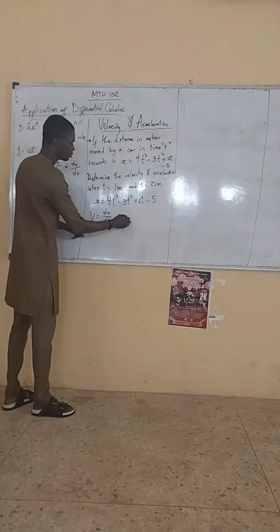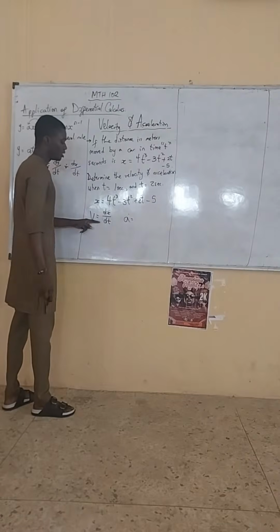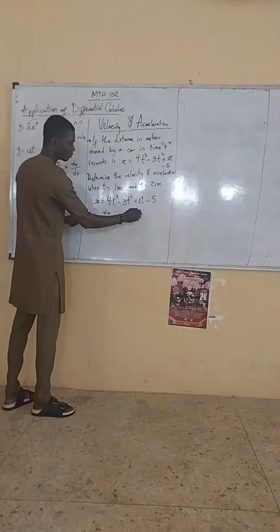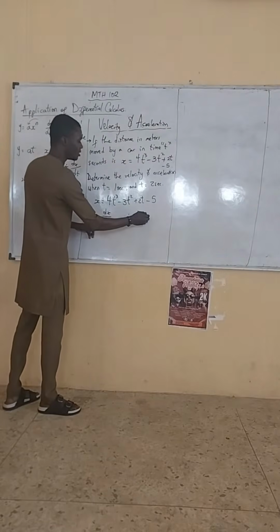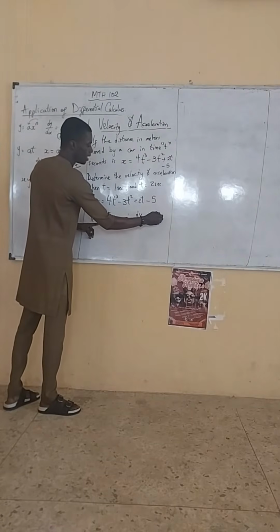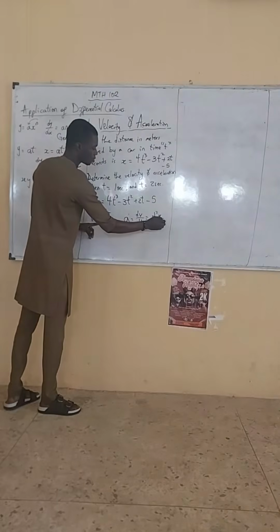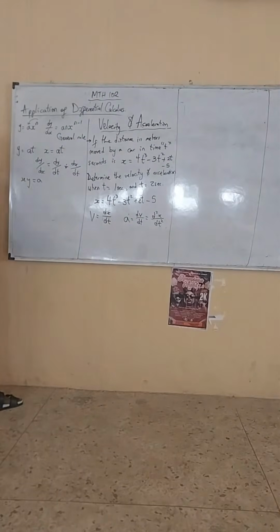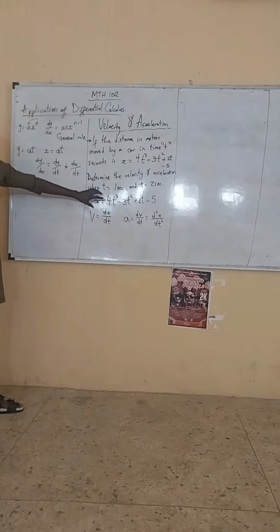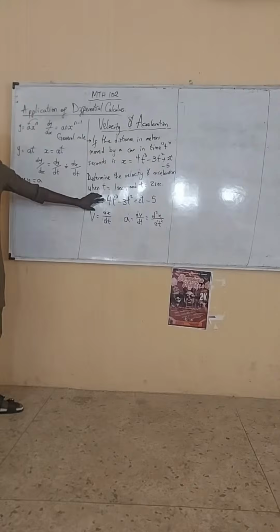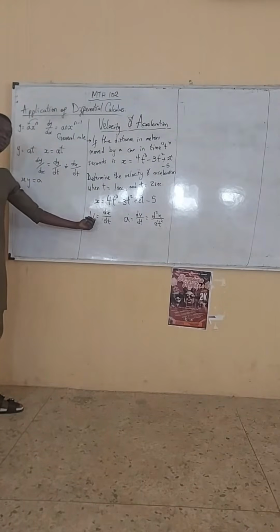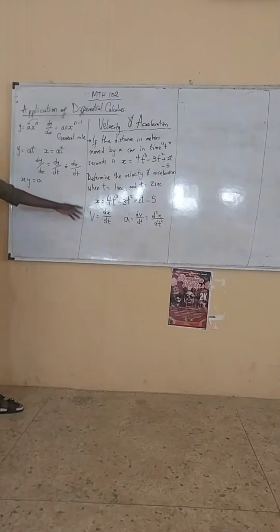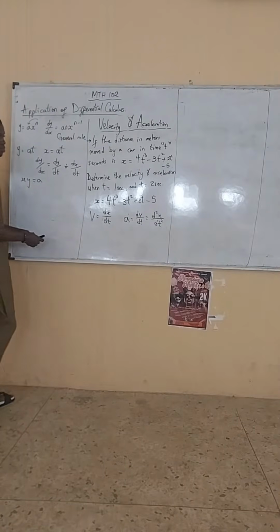For acceleration, it is the derivative of velocity with respect to t. What does this mean? It means it's the second derivative of x with respect to t. Velocity is the first derivative, while acceleration is the second derivative, which means acceleration is the derivative of this velocity. So that's just what we use to get our answers.